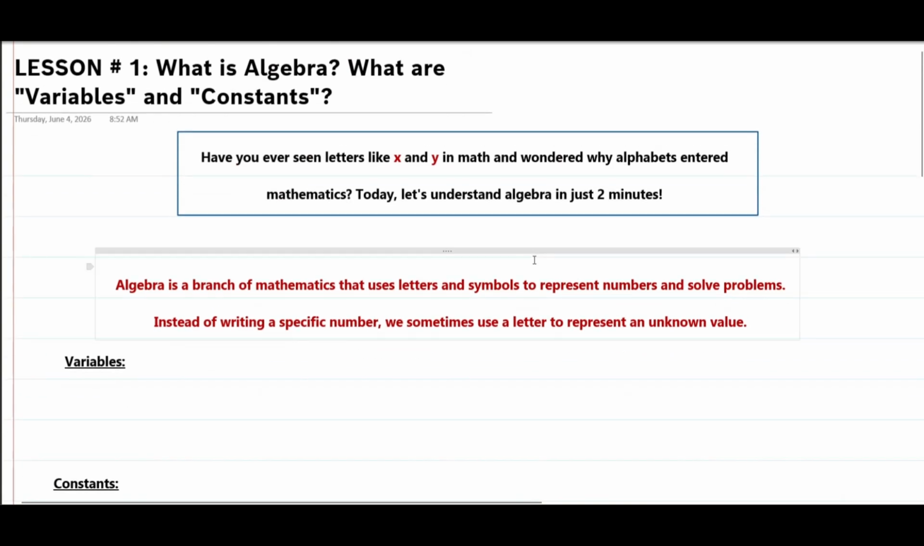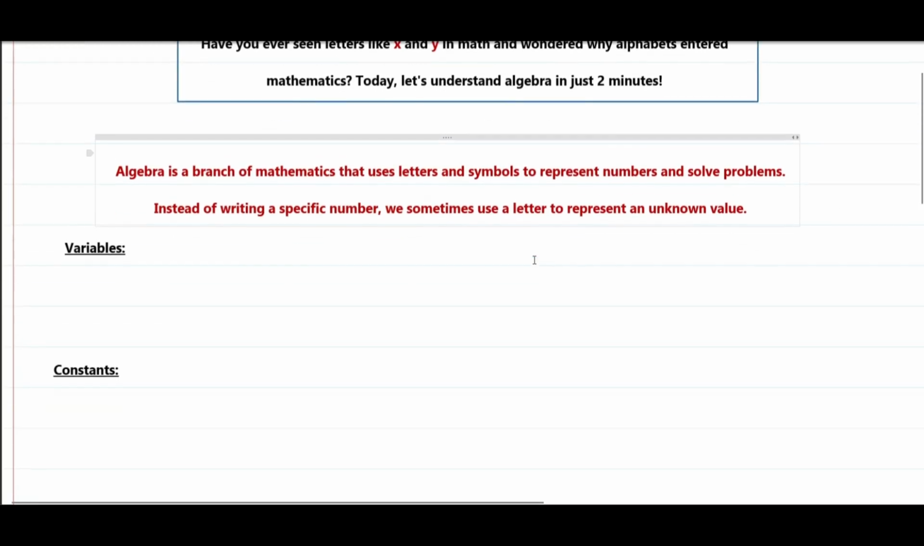Hello everyone. So today we are starting our lesson number 1 of our algebra series, and the topic is what is algebra and what are variables and constants. Before starting further, I would like to ask all of you, have you ever seen letters like X and Y in math and wondered why alphabets entered mathematics? Today let's understand algebra in just 2 minutes.